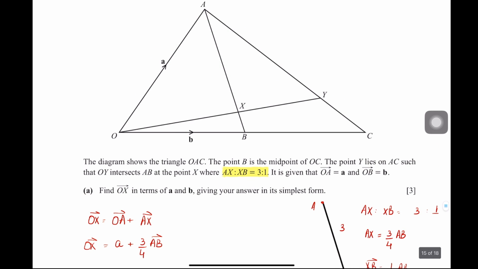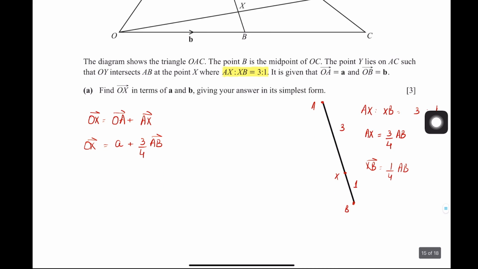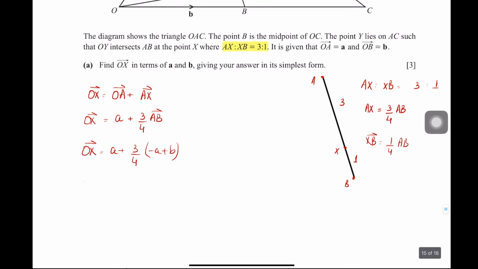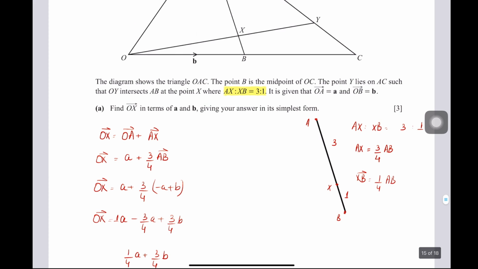How can I find AB? For AB, all you have to do is go from A to O, which is going to be minus A, and then from O to B, which is going to be plus B. So OX becomes A plus 3 upon 4 into minus A plus B. And all you have to do now is simplify it. So OX equals A minus 3/4 of A plus 3/4 of B. Now all you have to do is simplify A minus 3/4 of A. In your calculator just do 1 minus 3 upon 4, so that's going to be 1 upon 4 A. So 1 upon 4 A plus 3 upon 4 B. And there you go. That's your final answer.